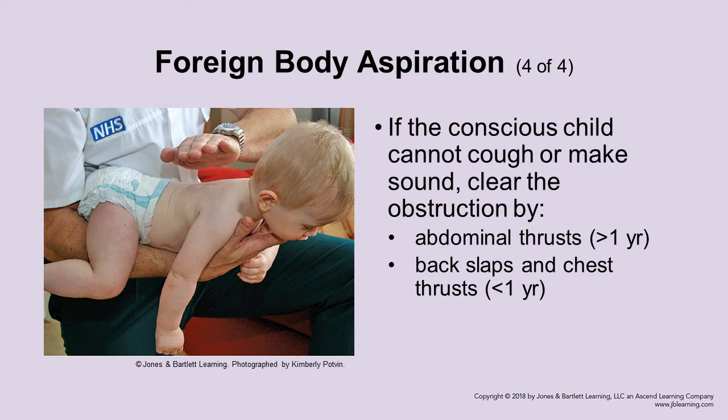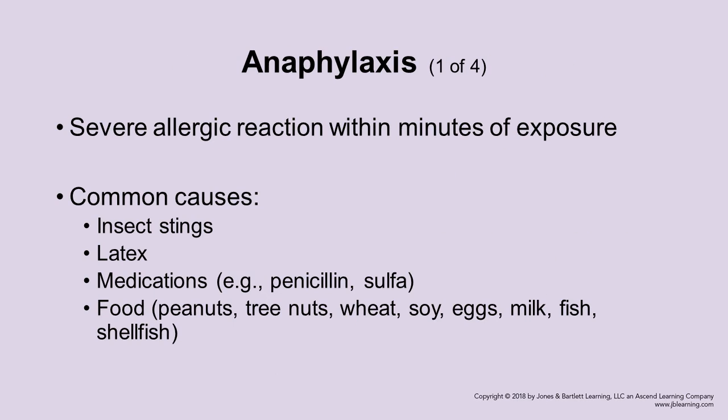Or if you have a younger child who is smaller than 1 year of age, you can put them on your knee or your leg with their head in the downward position, and then perform vigorous back slaps and chest thrusts. And sometimes this is sufficient to dislodge that object that is obstructing the airway.